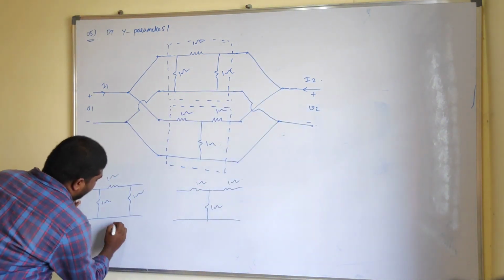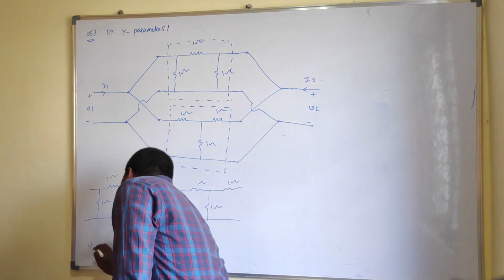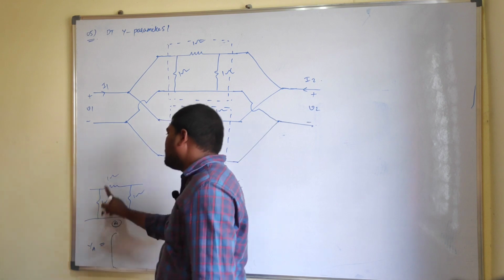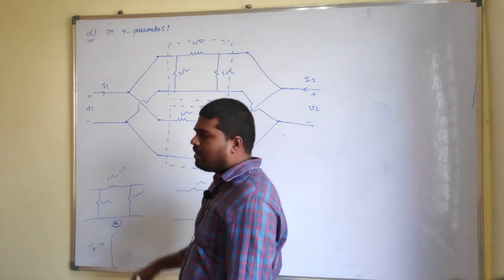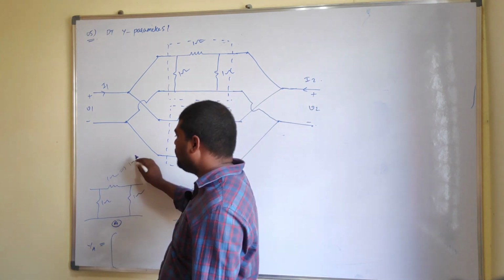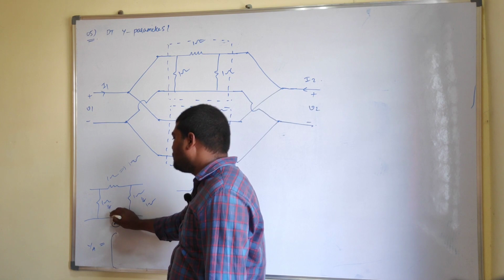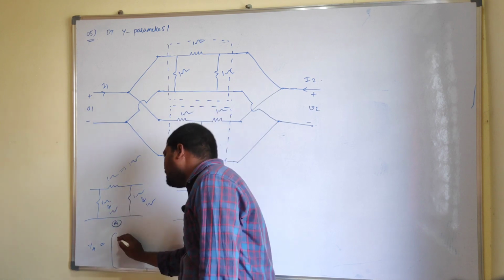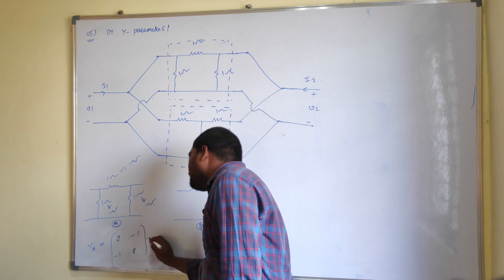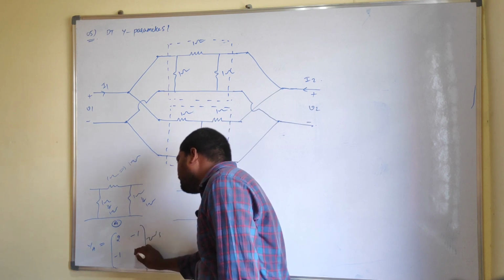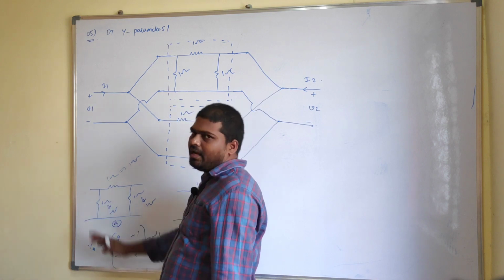Now this is network A and network B. For YA, these are all 1 ohm, so we need to convert to mhos: 1 mho, 1 mho, and this is also 1 mho. So 1 plus 1 is obviously 2, this is minus 1, minus 1, and this is 2, in mhos. This is the y matrix for the A network.